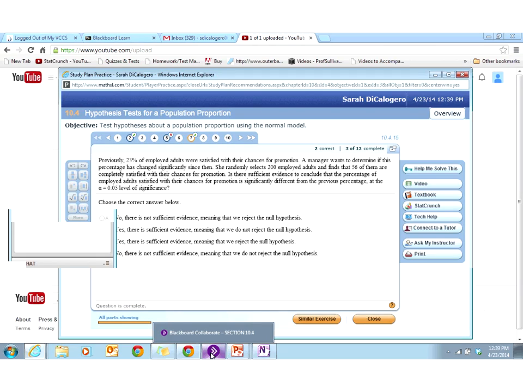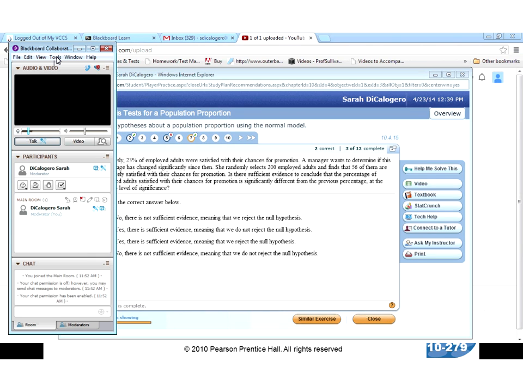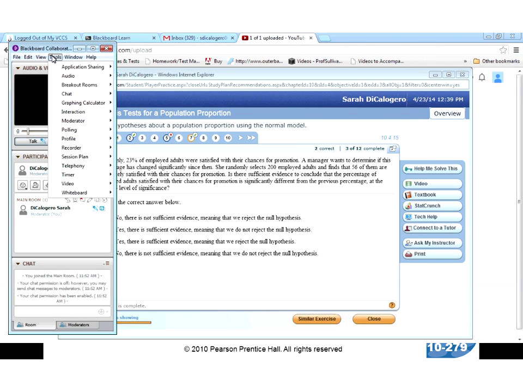Okay, that is all I have for you. So you guys, hopefully you've watched this, got something from it, and there will be no video for 10.4 and actually no real media because it's simply deciding between whether or not to use the t-statistic or the proportion statistic for 10.4. It's a good little practice for your test. All right, guys, take care.